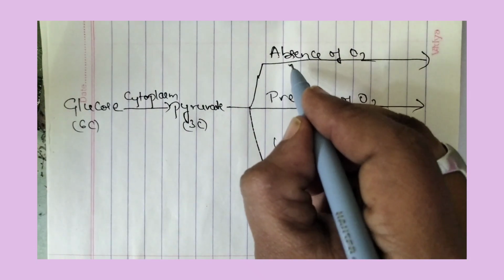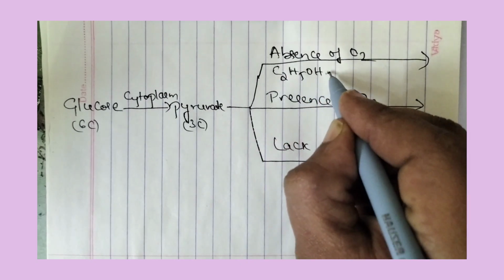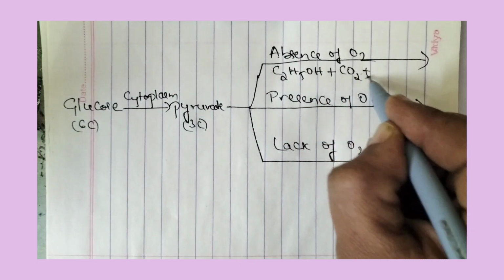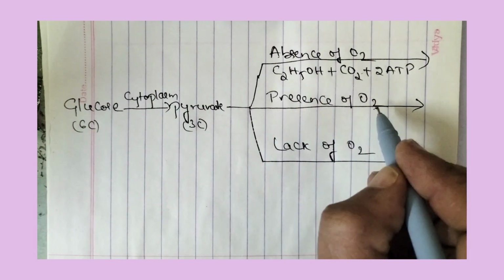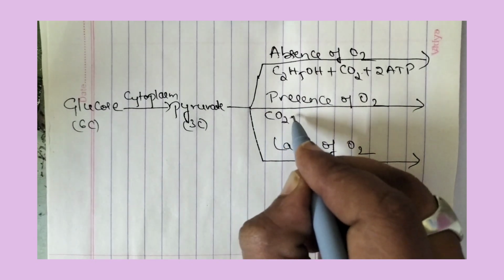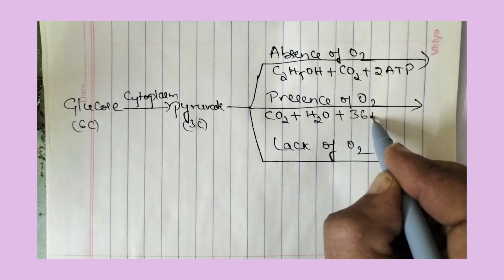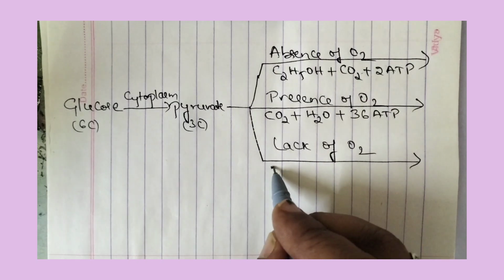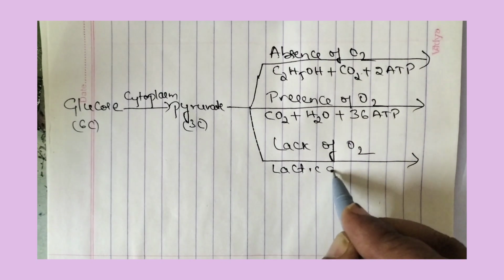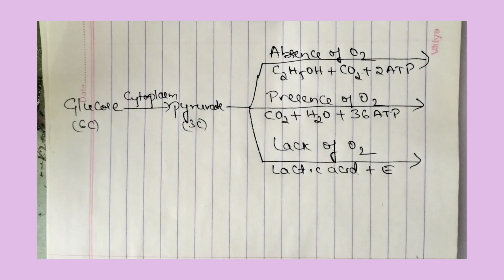Pyruvate in absence of oxygen is converted into ethanol, C2H5OH, carbon dioxide, and releases 2 ATP of energy. Pyruvate in presence of oxygen is converted into carbon dioxide, water, and releases 36 ATP of energy. Pyruvate in lack of oxygen in muscle cells is converted into lactic acid and releases a small amount of energy. So this is how to write the pathway for the breakdown of glucose.